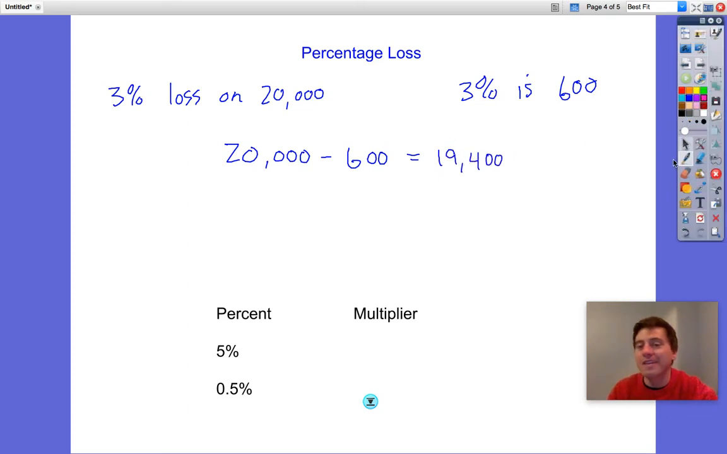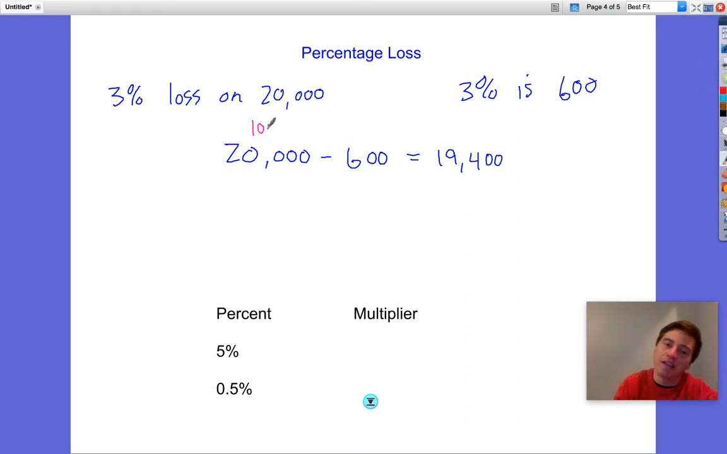Right? Well, let's again think of this as percentages. We know that 20,000 is all that we have, which is the 100%. And then we know the 600 is the 3%. What's the difference here? The difference is this is a loss, and we're subtracting these numbers, right? 100% of it minus 3% of it should give me, in this case, 97%, right? If I lost 3%, then I have 97% left. So all you have to do then is find 97% of 20,000.